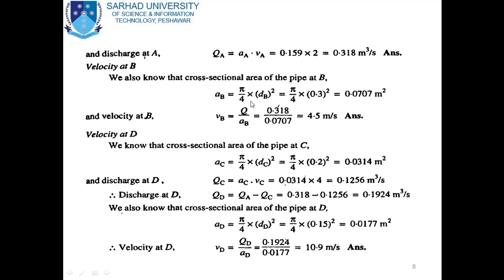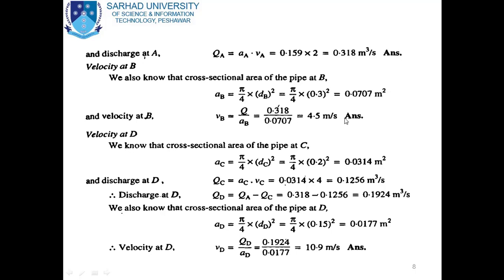Now we have to find the velocity at B. So VB is equal to Q divided by AB, as the original equation of discharge is Q is equal to AB times V. So from this equation we will find the velocity, which is V is equal to Q divided by AB. So putting the value of discharge from the above answer, which is 0.318 cubic meter per second, and AB is already found out, which is 0.0707. So we will get the velocity at point B, which is equal to 4.5 meter per second.